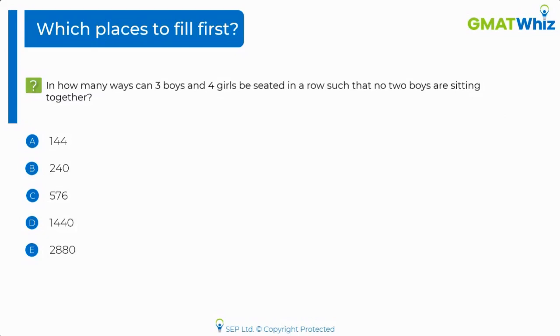So what is the level? Shashwat, the level is around 650. So approximately 650 to maximum 700 is the level of this question. So there are three boys and four girls. So let's denote those boys by B1, B2, B3 because they are going to be distinct, and the girls by G1, G2, G3, G4.